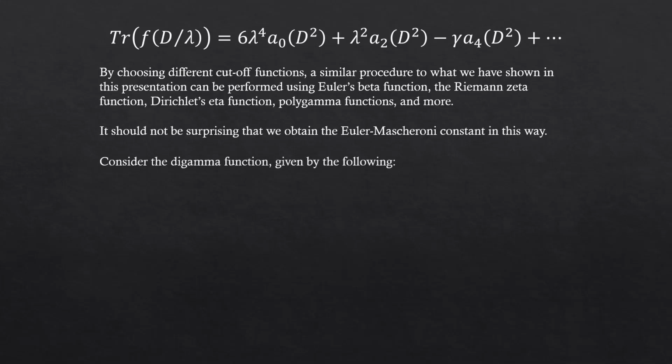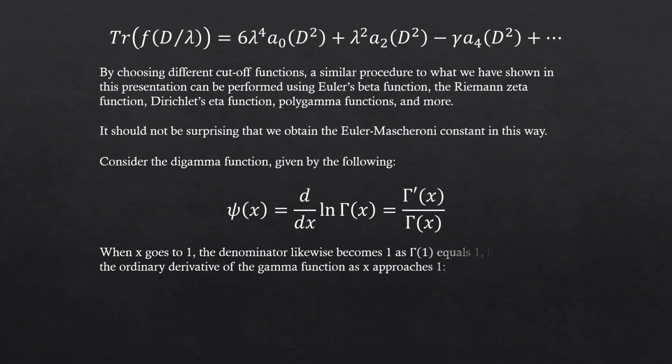Let's consider the digamma function, given by the following. So psi of x is the logarithmic derivative of the gamma function. And let's be careful when we're looking at this d by dx times the ln of gamma of x. Really what we're saying is that we're taking the regular derivative of the gamma function and then composing it with the quotient of the original gamma function.